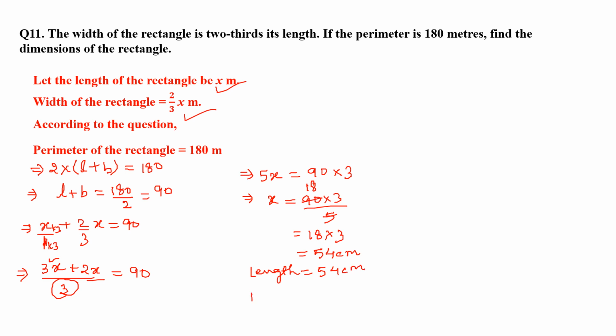Okay. And your width is 2 by 3 x. So 2 by 3 into 54. And then reduce it. So 3 times 18 will give me 54 and 2 into 18 is 36 centimeter. So this is your length and the width of the rectangle. Okay, so hope it is clear to everyone.